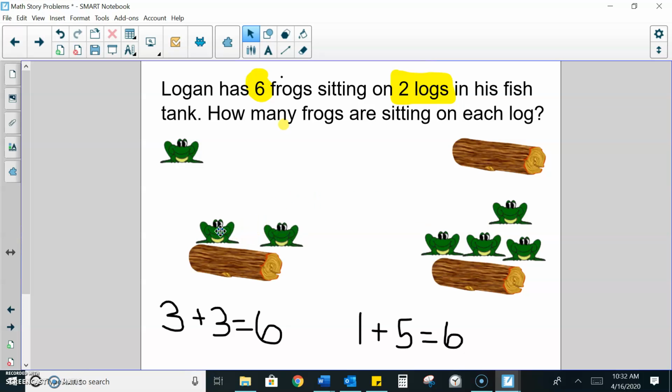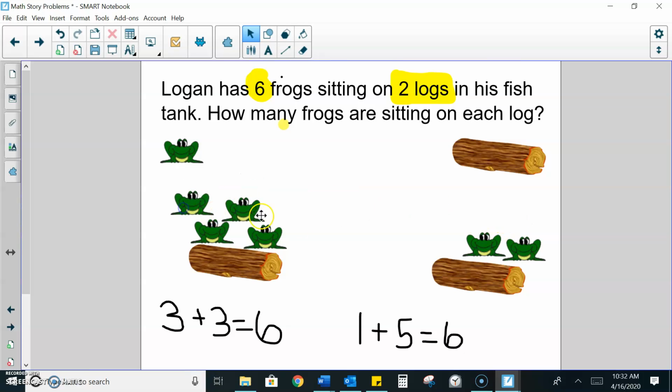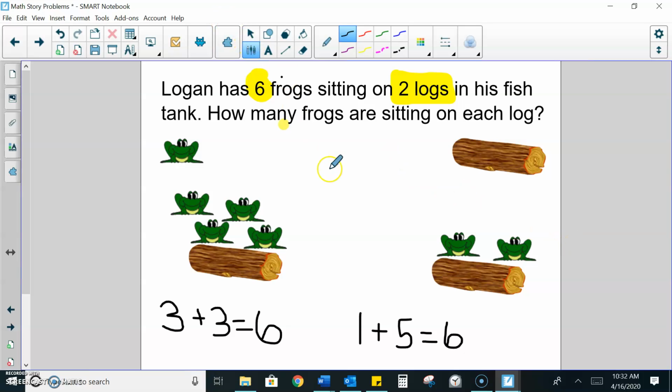Okay. Maybe on this first log, there were 4 frogs. So how many frogs are on the second log? 2. Good job. So this would be 4 plus 2 equals 6. Excellent.